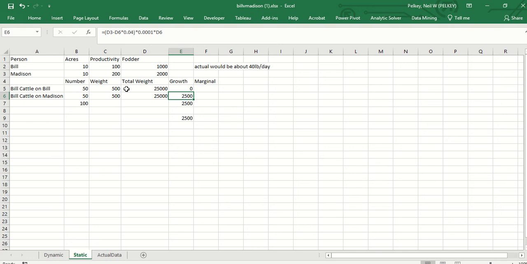And we see with 50 cows on Bill's, they're not growing at all. And with 50 cows on Madison's, they're gaining 2,500 pounds. And so total at that point is we have 2,500 pounds. And we put our baseline solution here. Don't worry about that. I'm going to erase it for now because it's an error. So what we have going here right now is the total weight gained, and we'd like to maximize that.